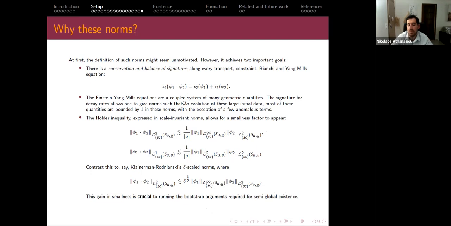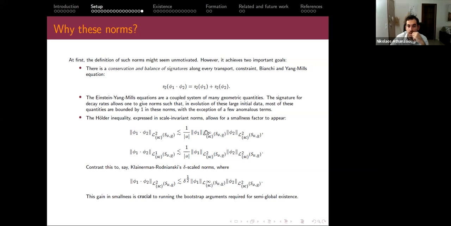But perhaps one of the most important aspects of these scale invariant norms is that the way they are built allows one to use the Holder inequality and gain a smallness factor. So here, for example, phi 1, phi 2 in L2 is less or equal than 1 over u, phi 1 in L infinity, phi 2 in L2. The point being that we gain a 1 over u term here. Now, because u is thought to be large, this is a smallness factor. And indirectly, this says that as we are estimating transport, energy estimates, and so on, we gain a smallness factor from the nonlinear terms.